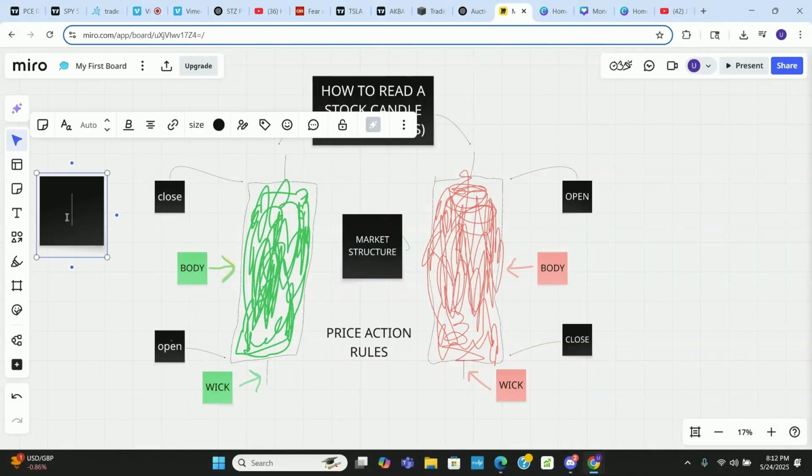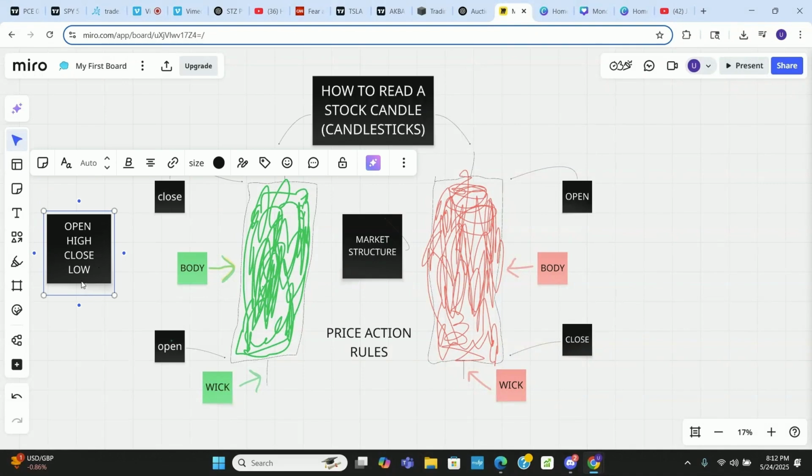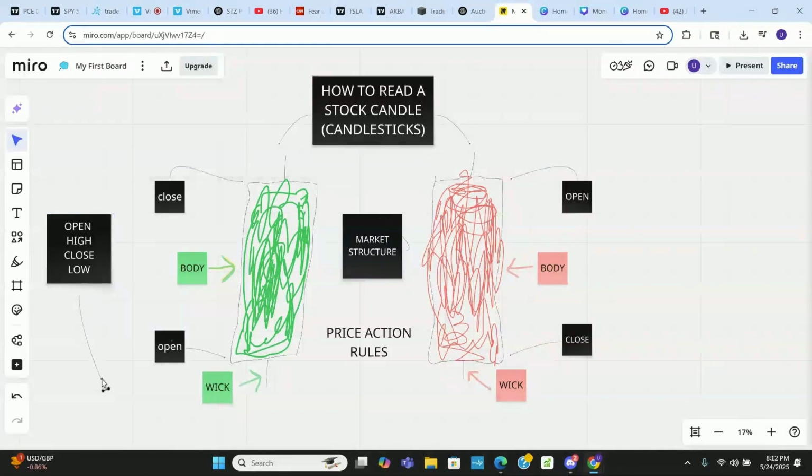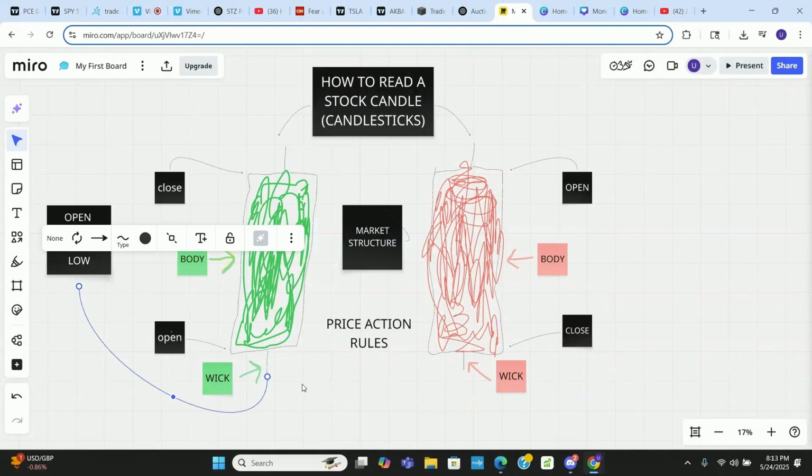You have to deal with an open, a high, a close, and a low. Okay. Right now, the low would be here. All right, the low of this wick would be here. Okay, that's the low. It connects here. All right, so that's the low, and of course your high.